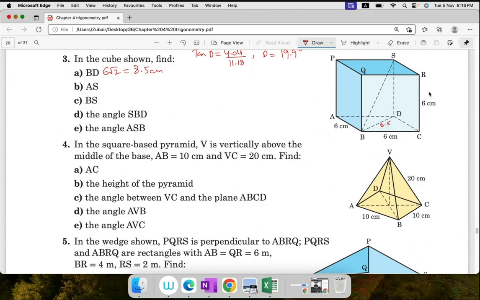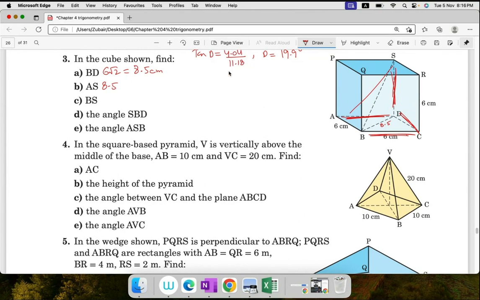Do you realize it is a cube and all sides are of equal length? So when we are solving for AS, you don't actually have to solve again. Because you did 8.5 using 6 and 6. This is again 6 and 6. Finding AS is the same.